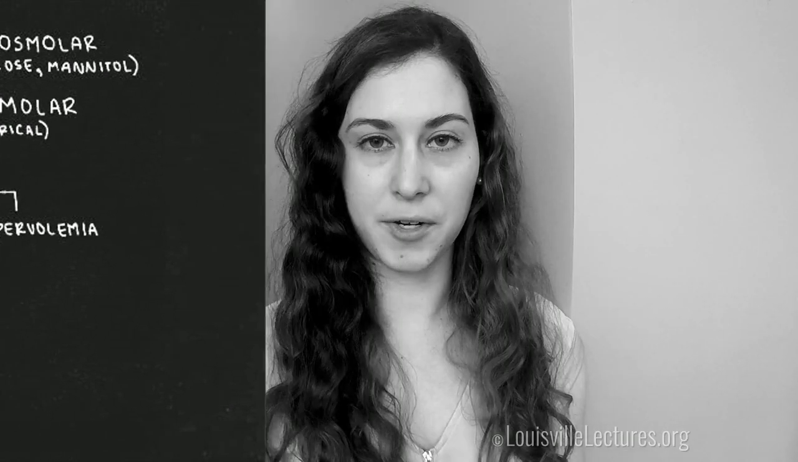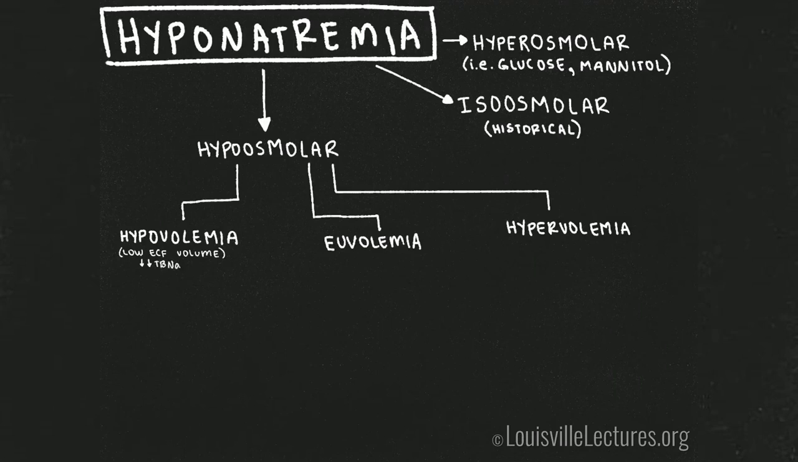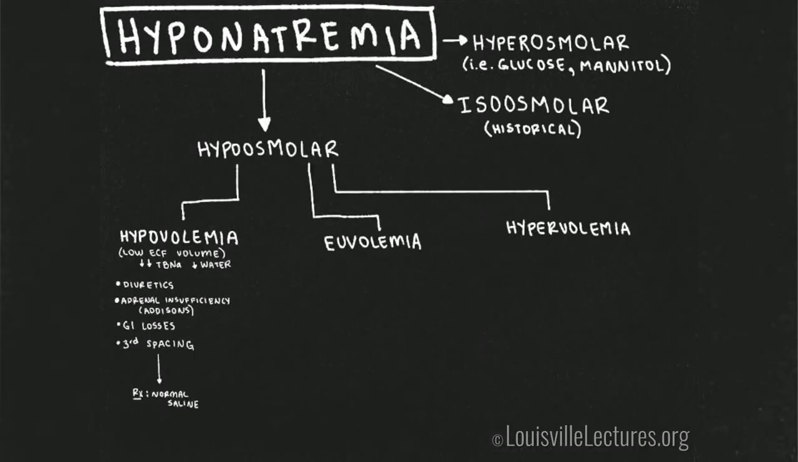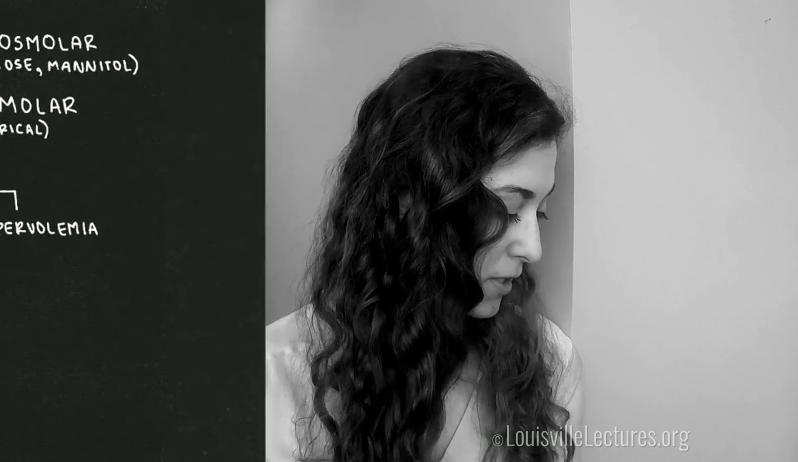Again, three major categories that we can separate those into, and that's based on volume status. So when you think about sodium, you want to think about water as well, because the two are very much a unit. So for hypovolemia, you have low sodium and low water. However, the sodium is a lot less relative to the water, and that's why you get the hyponatremia picture. And there are several different causes for that.